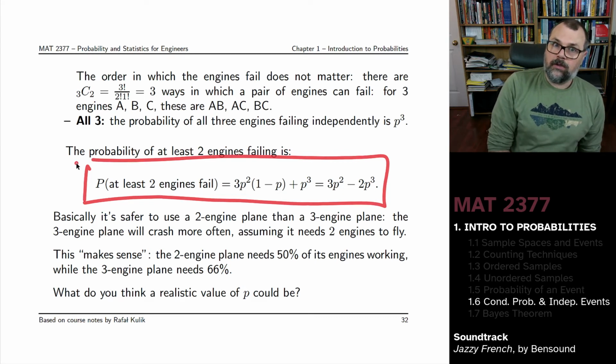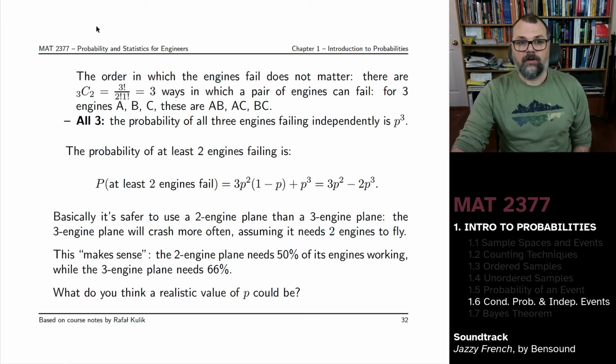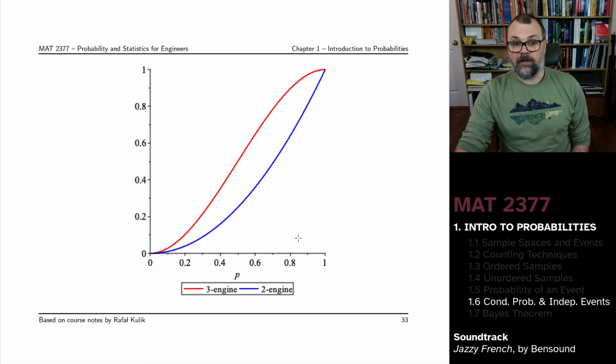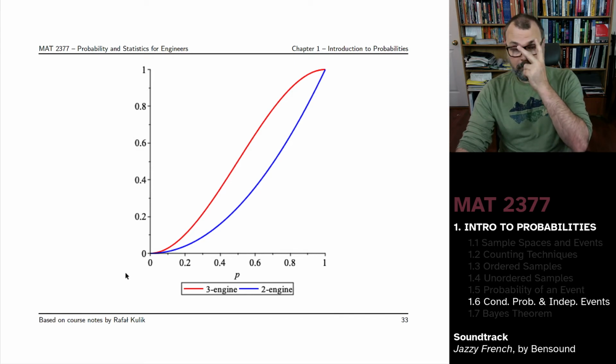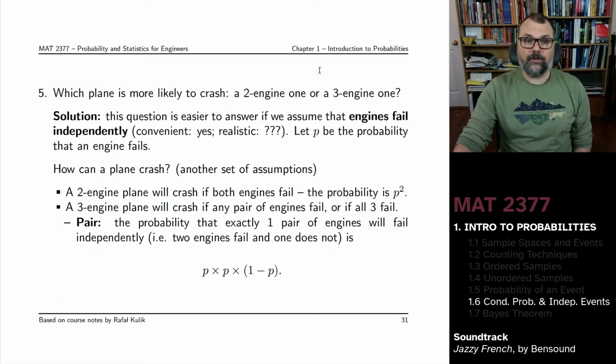So a 3-engine plane would have a probability of crashing of 3p squared minus 2p cubed, whereas a 2-engine plane would actually have a probability of failure of p squared, assuming that the assumptions that we've made are realistic. If you look at the chart here, for various values of p, and p has to go from 0 to 1, it looks as though the probability of failure for the 2-engine plane is smaller, always smaller. So a 2-engine plane would be safer than a 3-engine plane.